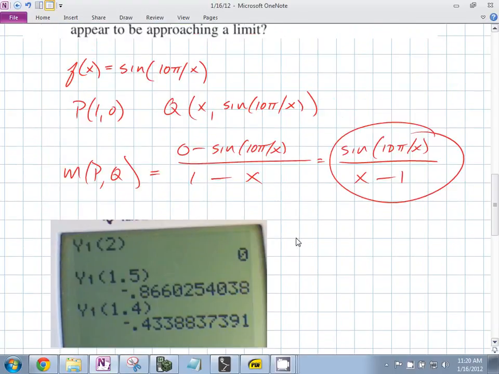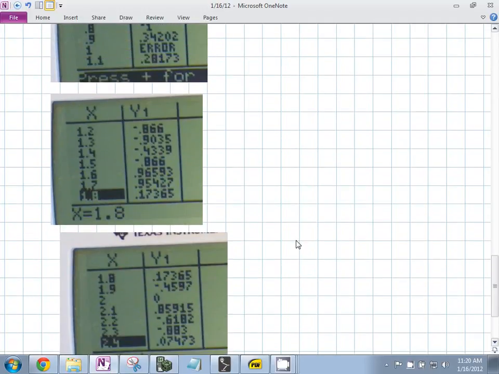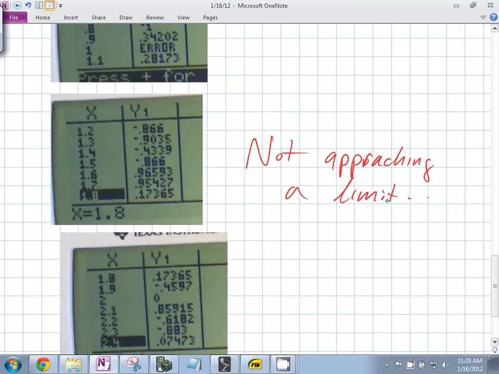It says, do these slopes appear to be approaching a limit? What do you notice? Are they approaching a limit? What does it look like? Not. What's the easiest way to show that they're not approaching a limit? Why? What's the easiest way to say they're definitely not approaching a limit? They are scattered, but why specifically? Give me a concrete reason. There's no pattern. That's true. There's no apparent pattern.